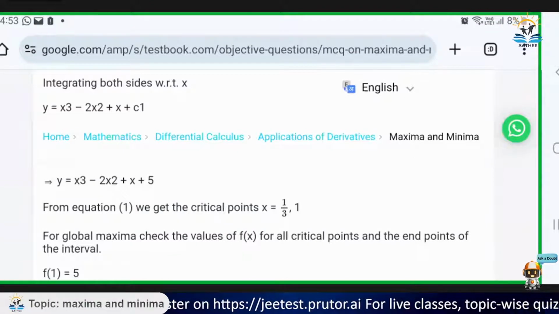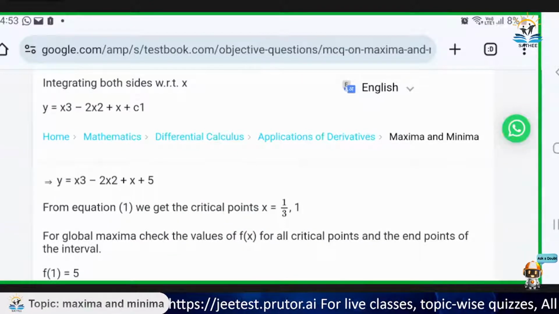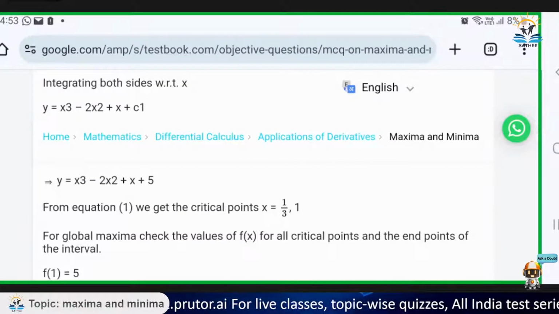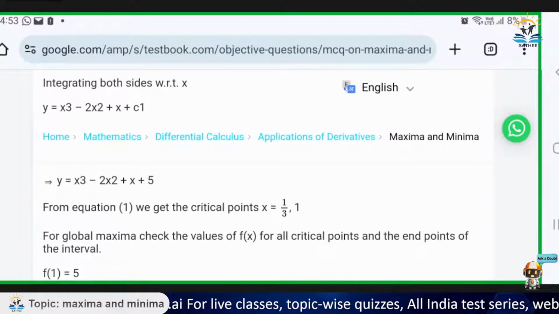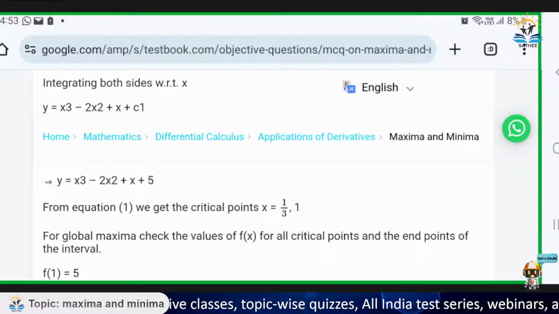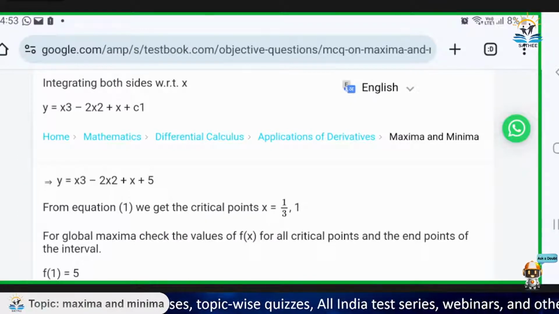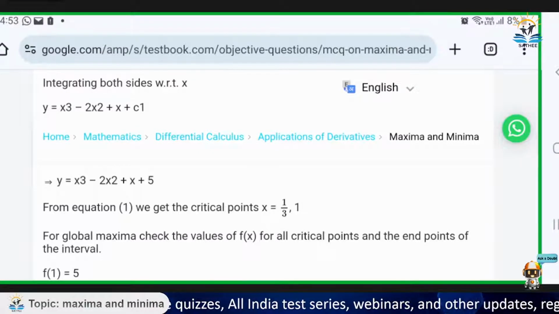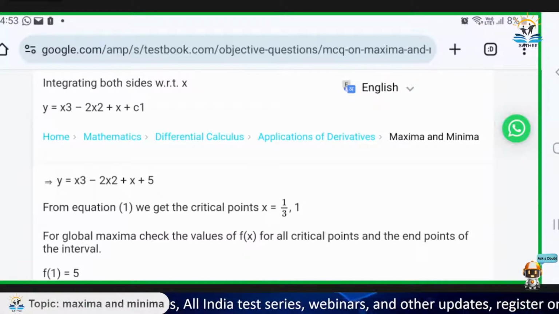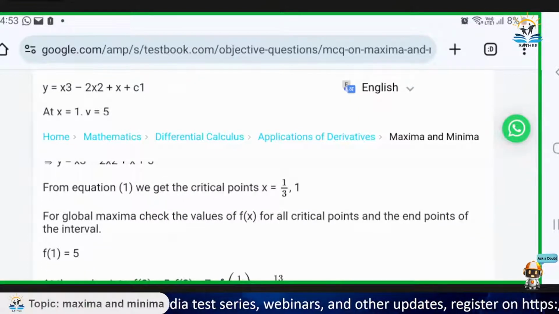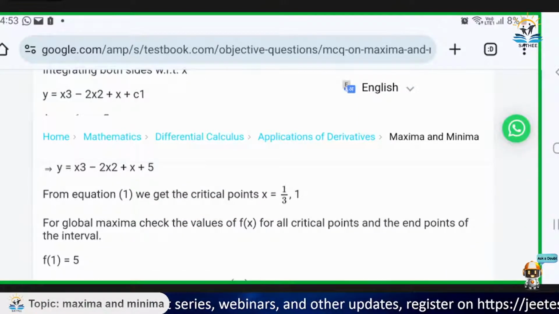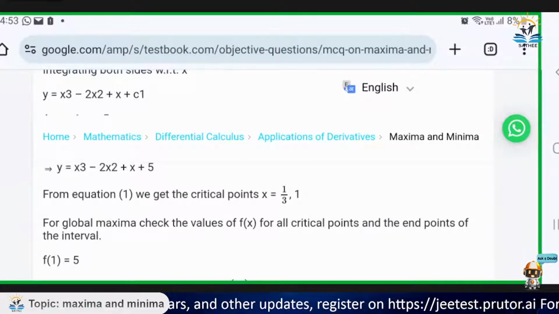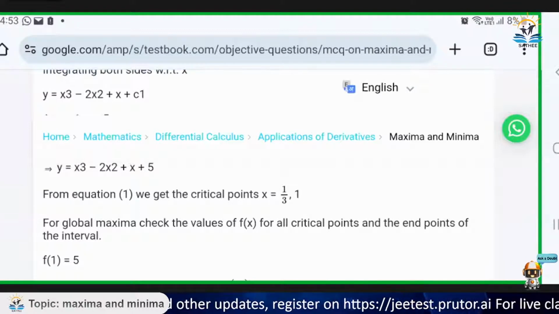So here we know this is f of x, and if we differentiate it, we get f dash x as 3x square minus 4x plus 1, and this is a quadratic equation. If we put it as 0, we get two critical points, that is x equals 1 by 3 and x equals 1. So now we see the values at x equals 1 by 3 and 1 by substituting in the main equation, that is x cube minus 2x square plus x plus 5.